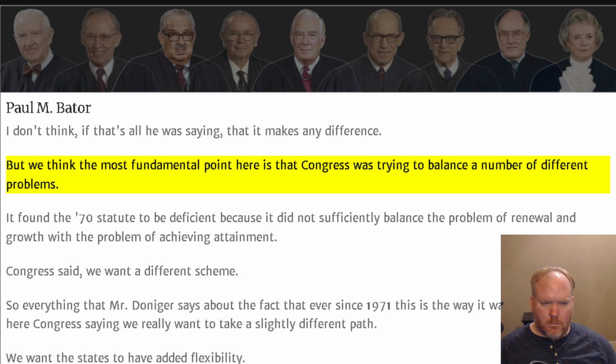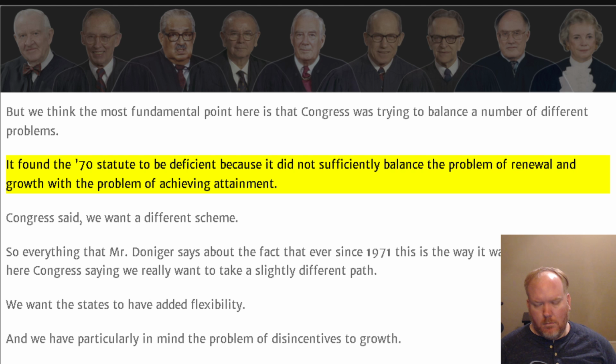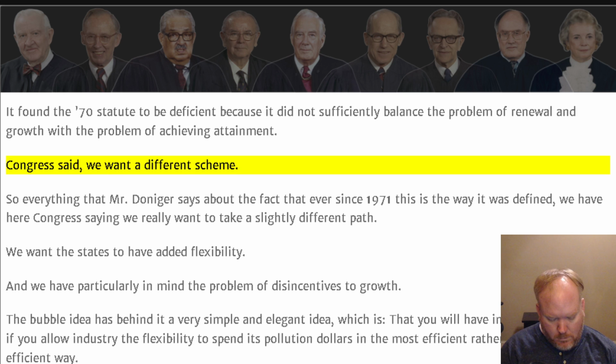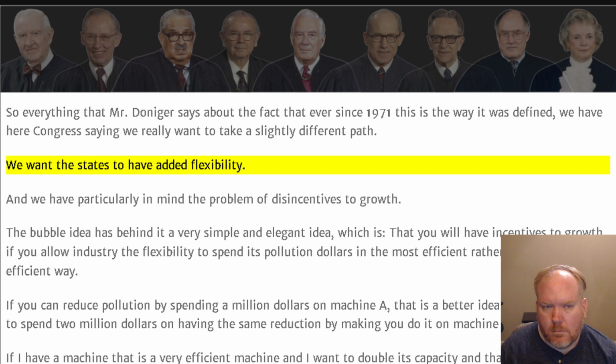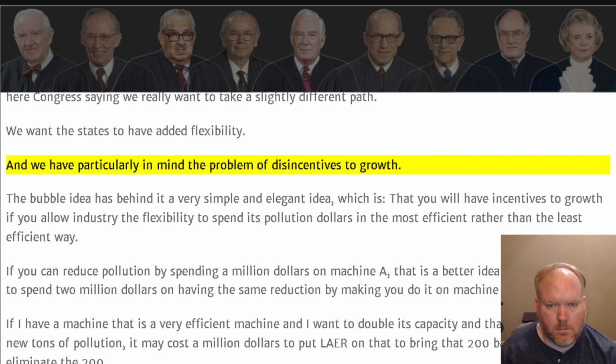But we think the most fundamental point here is that Congress was trying to balance a number of different problems. It found the 70 statute to be deficient because it did not sufficiently balance the problem of renewal and growth with the problem of achieving attainment. And Congress said, we want a different scheme. So everything that Mr. Doniger says about the fact that ever since 1971 this is the way it was defined, we have here Congress saying we really want to take a slightly different path. We want the states to have added flexibility. And we have particularly in mind the problem of disincentives to growth.